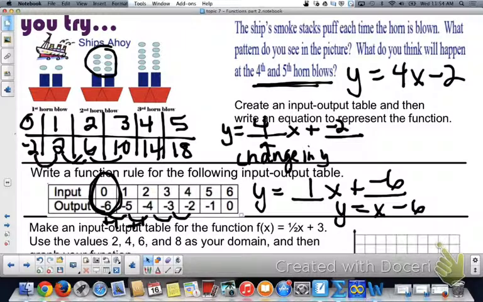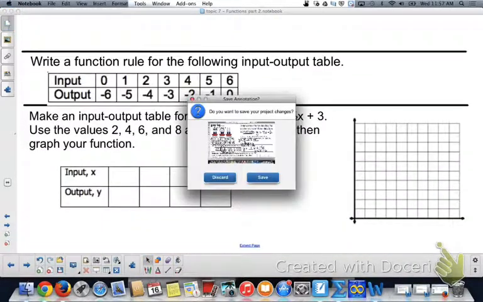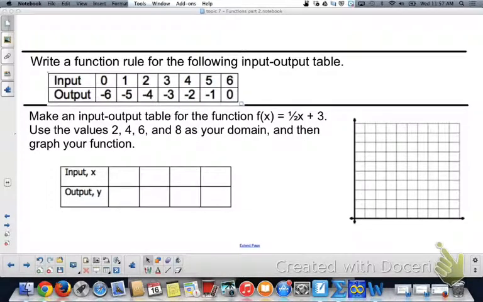Next, we have one. I've got to move this down for a second just so we can see the bottom one. So on the bottom one, we have an input-output table for the function f of x equals 1/2 x plus 3. I'm going to use the values 2, 4, 6, and 8. That is your domain. And then graph your function. So we need to find the range, or the output.